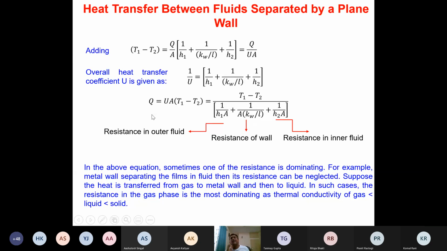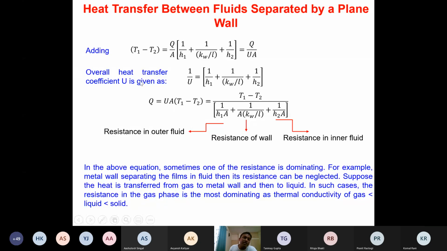Remember, in that case, we only assumed that the resistance was present only in the one liquid film. But here there are two liquid films and there is also a conduction resistance for the metal wall, or a solid wall. So all three resistances are accounted for in this U. Whenever we have only one resistance, the equation is HA delta T. Otherwise it is UA delta T. This U is very important here.